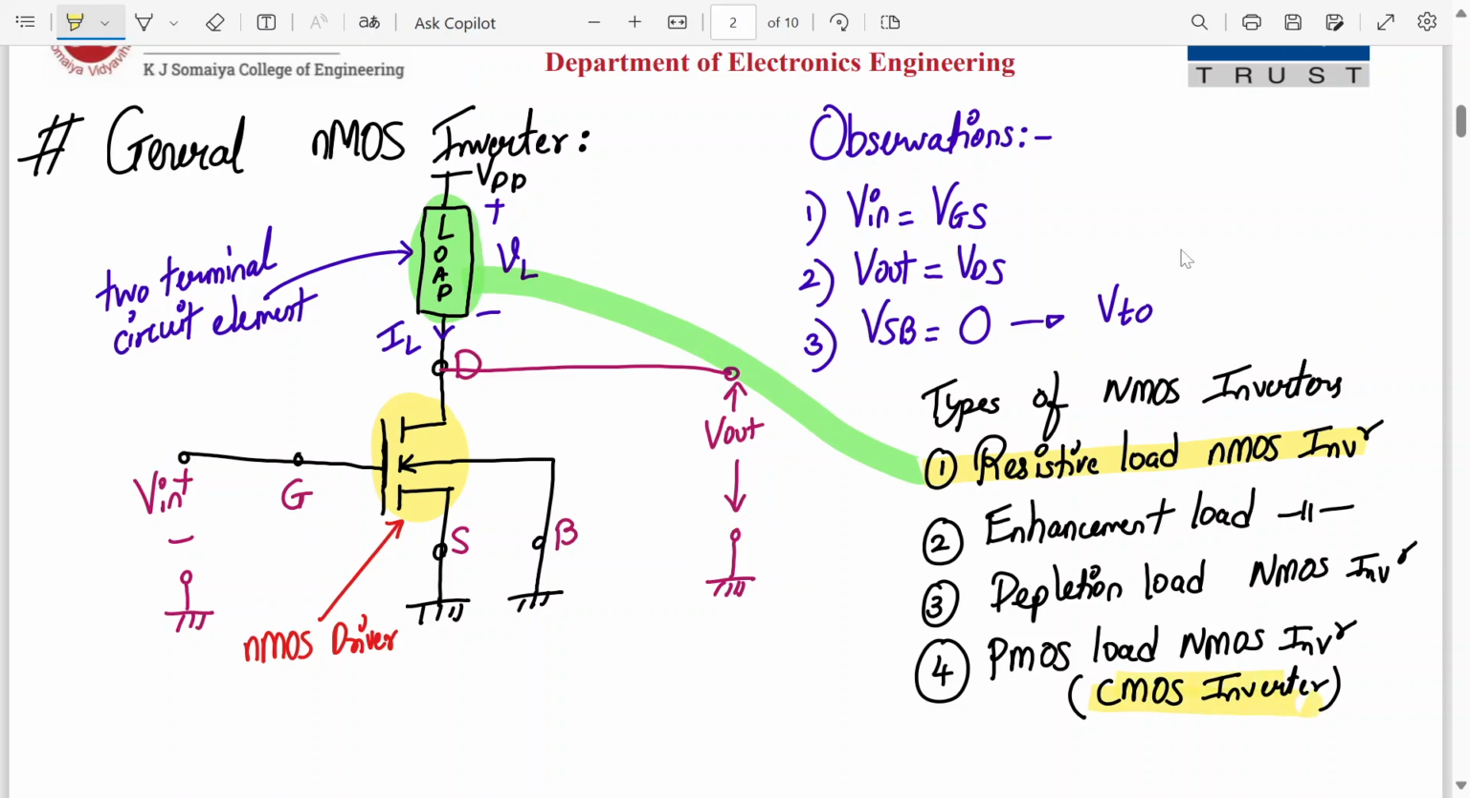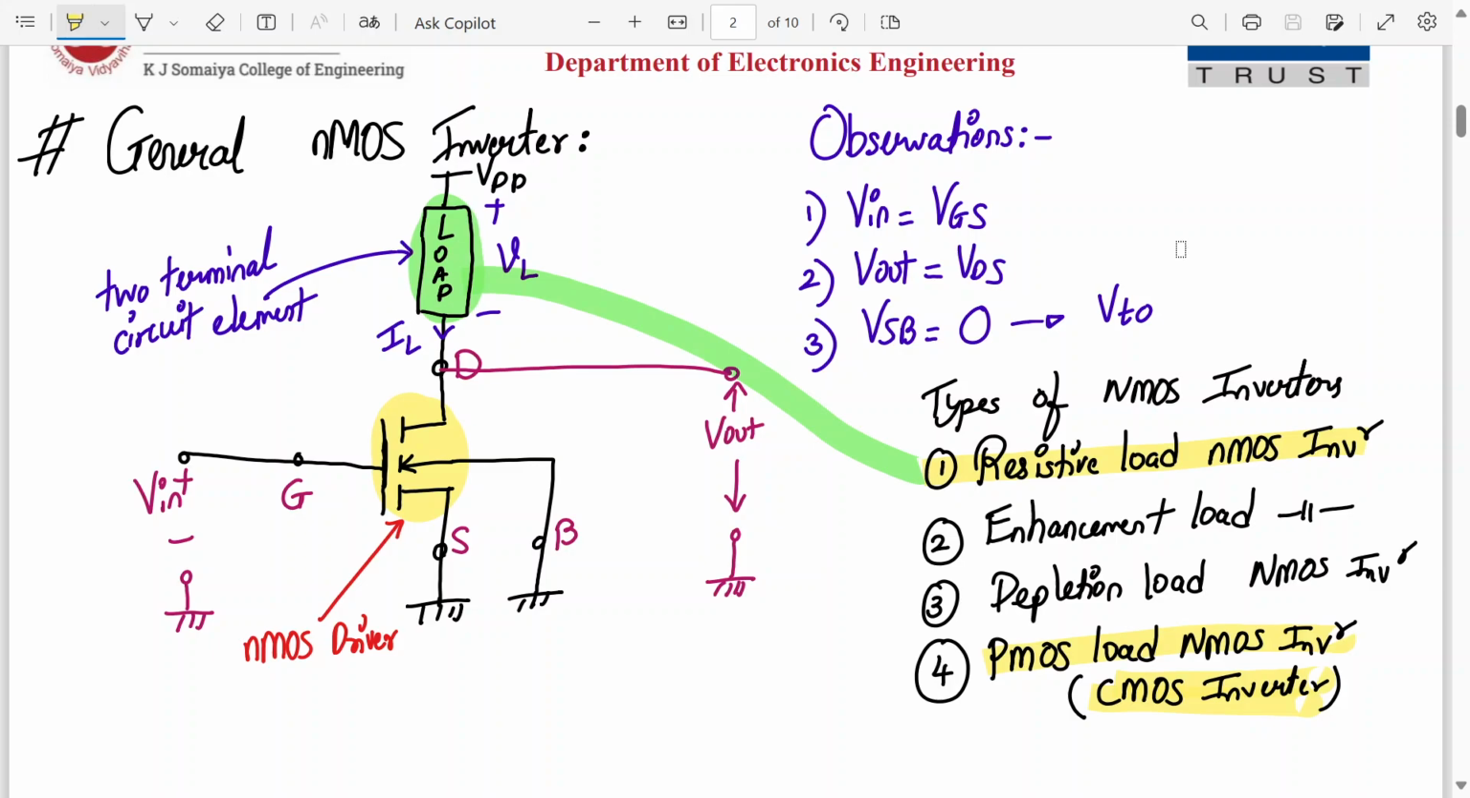So in your syllabus, you have the detailed analysis of resistive load NMOS inverter and CMOS inverter, whereas the other two we have to study in comparison form, in comparison to other inverters. Okay? So in your syllabus: resistive load NMOS inverter, its analysis, numerical design. CMOS inverter, analysis, numerical design. And the rest of the inverters you have to study on a comparison basis.